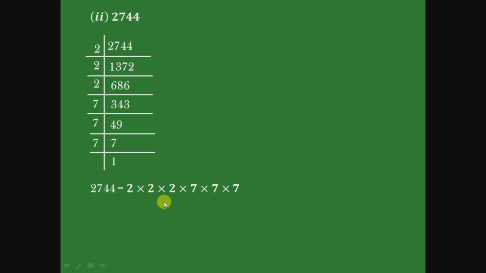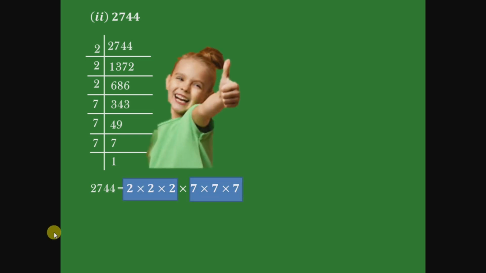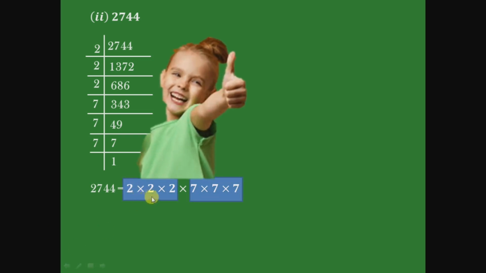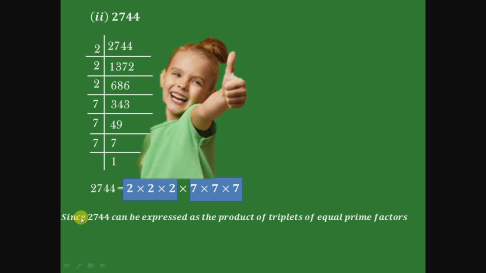Now we need to group 3 similar numbers together. So let's group it. 2 into 2 into 2 is one group. 7 into 7 into 7 is another group. That means 2744 can be expressed as the product of triplets of equal prime factors. Hence 2744 is a perfect cube. So now we got it, 2744 is a perfect cube.